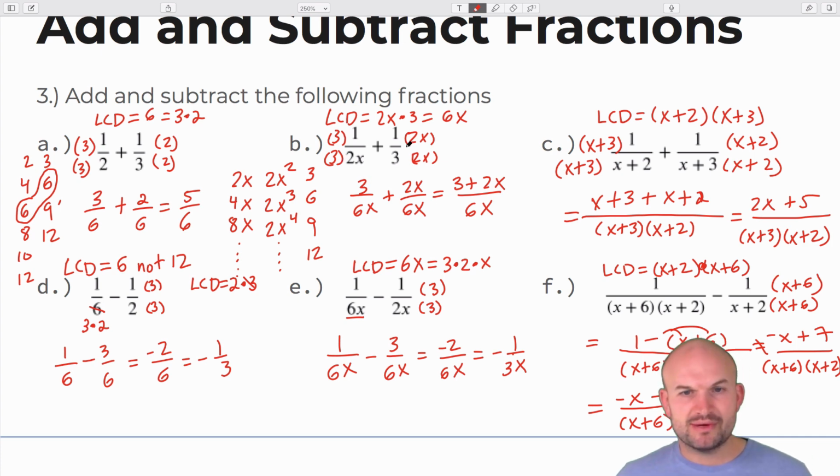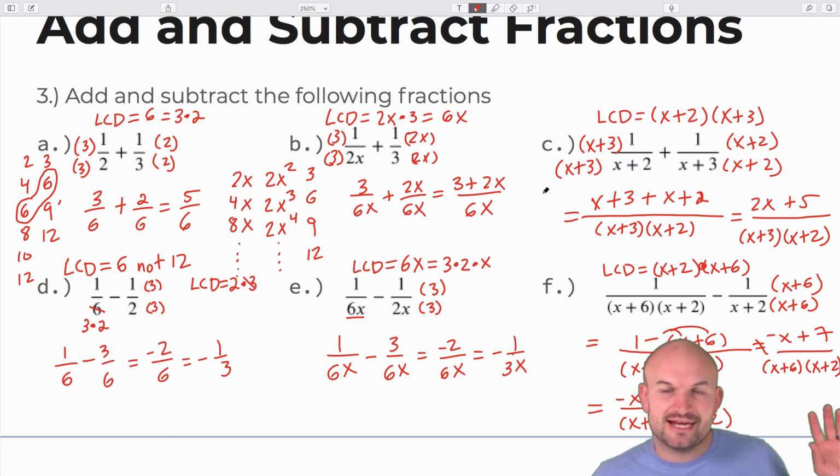So since 2x and 3x do not have any factors in common, I'm just going to multiply them to obtain 6x. Then I find my multipliers. That's going to produce my common denominator, which is 3 over 3 on the left side and 2x over 2x on the right side. And therefore, I can't really do anything with the numerators, right? They're not like terms, but you can apply the operation and go ahead and simplify it.